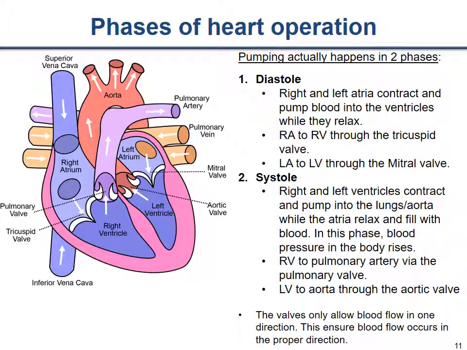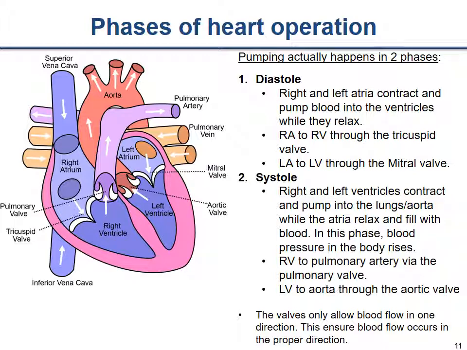Okay, so as I mentioned, it's a two-phase system. These phases actually have names. There's diastole and systole. In the first phase, diastole, the right and left atria contract, and this pumps blood into the ventricles while they relax. In the systolic phase, in systole, the right and left ventricles contract and pump very strongly the blood into the lungs or the aorta, while the atria relax and therefore fill with blood. So it's kind of a synergistic operation. Everything's working in concert together.